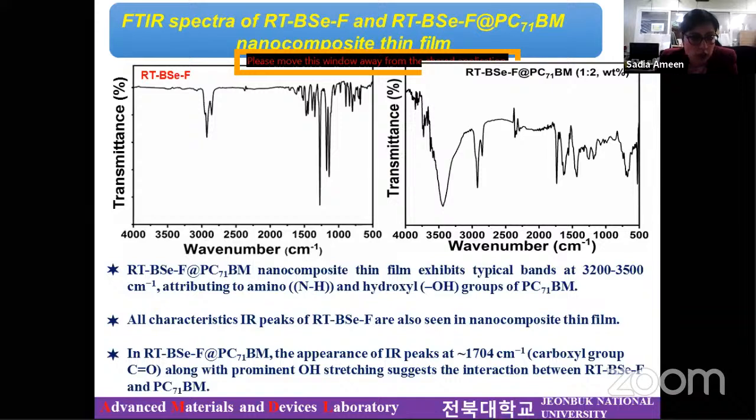First, here we have shown the FTIR of the pristine molecule. Then here it is showing the FTIR of the nanocomposite thin film, specifically when it is present in the weight percentage ratio of 1:2. And what we observed is that all the significant peaks of our molecule are present in the composite material. Apart from that, it has also shown the specific peaks which are assigned to PCBM. It shows that our composite has been formed since we have observed the peaks from both the parent material as well as from PCBM.